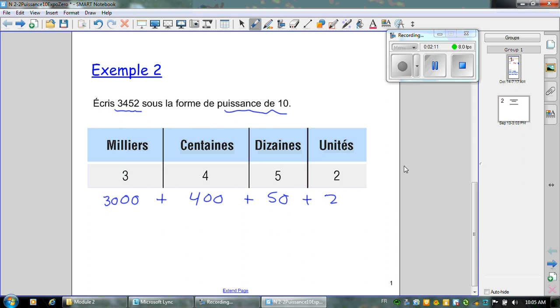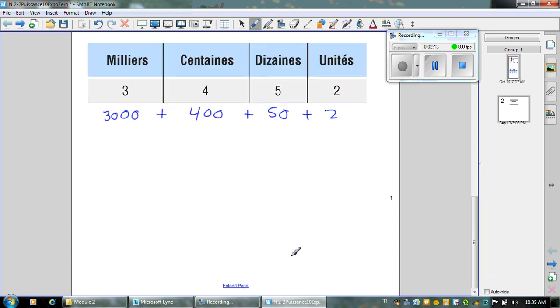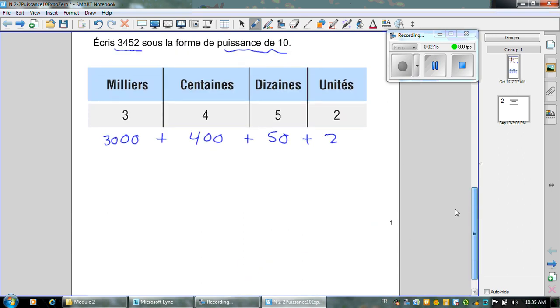So how do we write that using powers of 10? Well, this is how you do it. 3,000 is 3 thousands. 400 is 4 hundreds. 50 is 5 tens. And 2 is 2 ones. Now these are all multiples of 10.